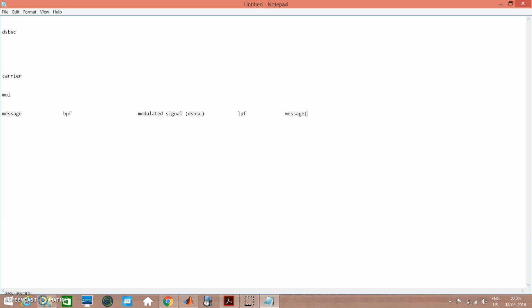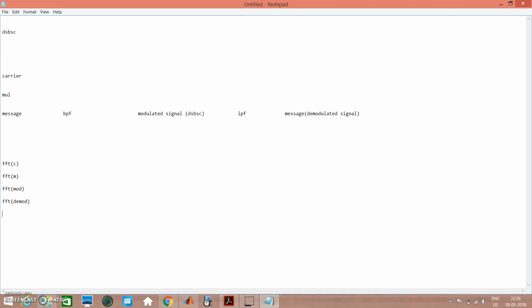So this is called the demodulated signal. Now to get into the frequency domain, I'll take the FFT of the carrier signal, similarly the FFT of the message signal, the FFT of the modulated signal, and also if you want, you can take the FFT of the demodulated signal for getting the frequency spectrum.